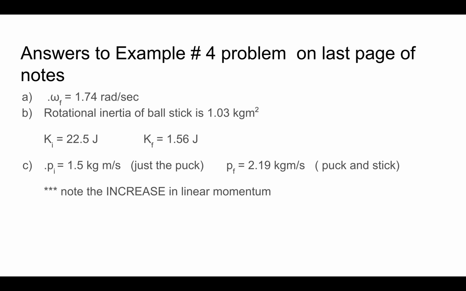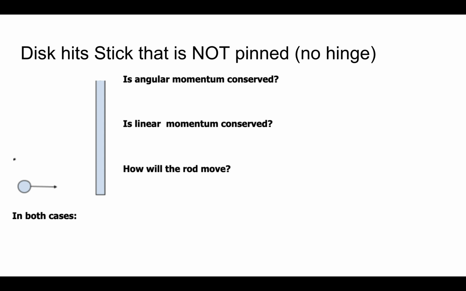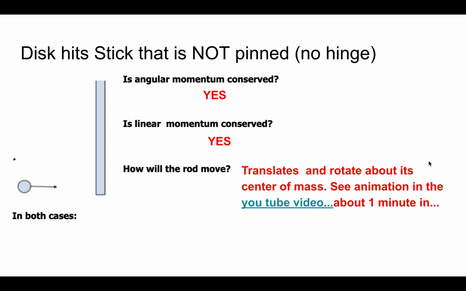I just have to go through one more problem, and that's when there isn't a nail in the stick. So the disc hits a stick that's not pinned. There's no hinge. Is angular momentum conserved? Yes, same as before. Linear momentum is conserved. How is the rod going to move? It's going to translate and rotate about the center of mass.